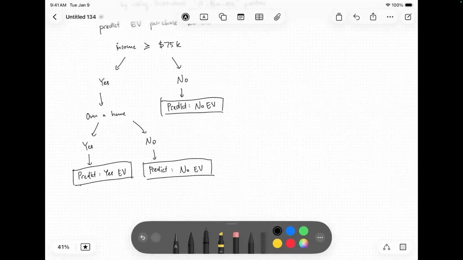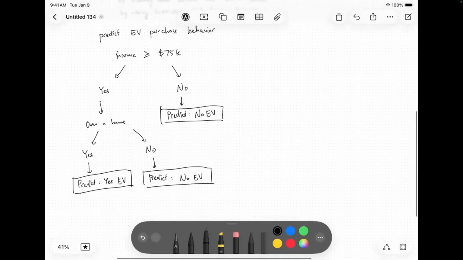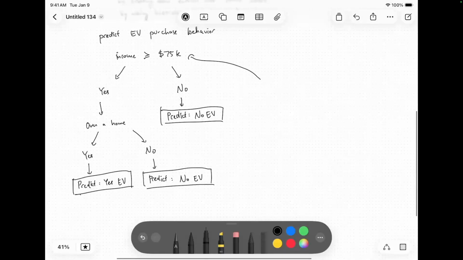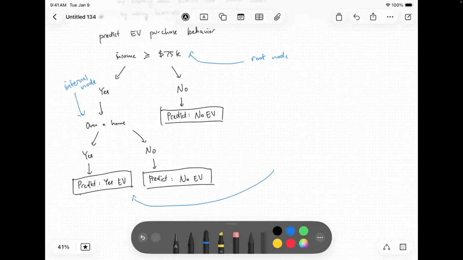So this is known as a decision tree. Here, I'll use a different color. This is known as a root node. This would be an internal node. And then these guys would be known as our terminal nodes, also known as our leaves. So I guess it's like an upside down tree.